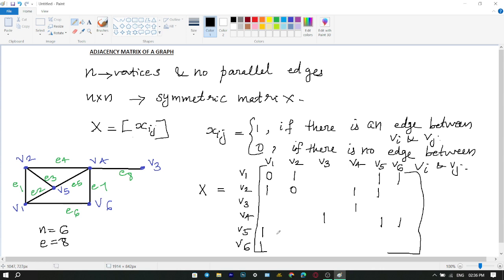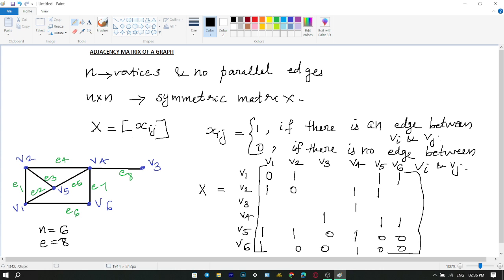Next we have V5. Now V5 to V1 is there. V5 to V2 is one edge. And from V5 to V4 there is an edge. And all other entries are zeros. Okay. Next we can consider V6. Now V6 to V1 there is an edge. And V6 to V4 there is an edge. And all other entries are 0.